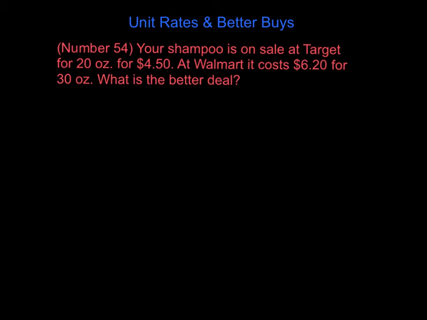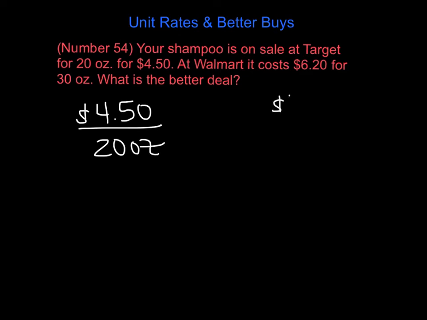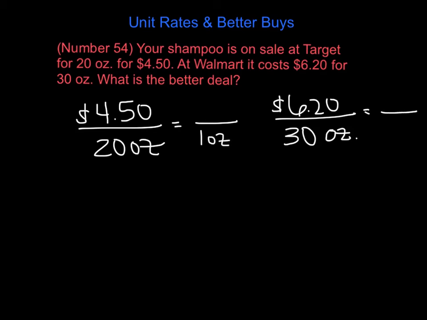So when you set this up, this first one is $4.50 for 20 ounces, and the other one is $6.20 for 30 ounces. Well, you really want to know if buying that bigger bottle, 30 ounces, is the better deal. Remember, you want to find per ounce, so what you're really doing is setting these up as proportions over 1 ounce to get price per ounce. Even if you do cross products or whatever, essentially you just take your numerator and divide it by the bottom number, or the denominator.